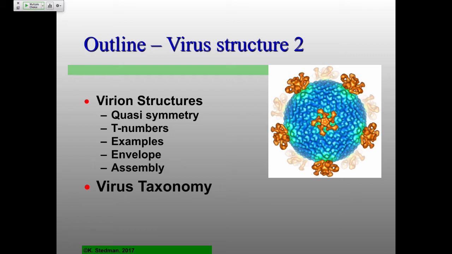And we're going to talk a lot about T numbers, give some examples of that, and then talk about some assembly and envelopes. We know a lot less about envelopes and assembly than these nice icosahedral structures here. And then I will read from page one of this text. No, that's not quite true. But we'll talk a little bit about virus taxonomy, which this is, in fact, the older version. About 1,300 pages is ridiculously out of date. So we're working on some of that.